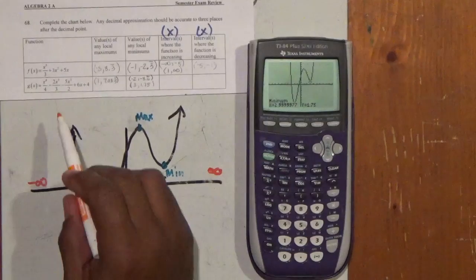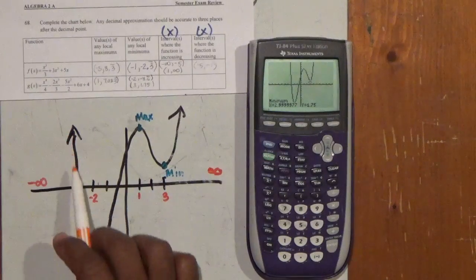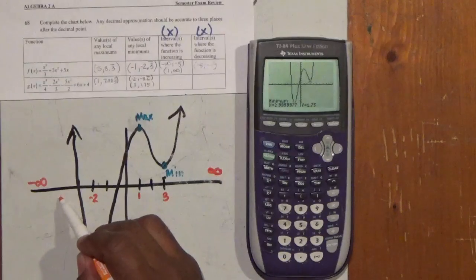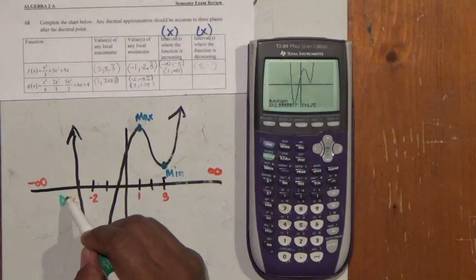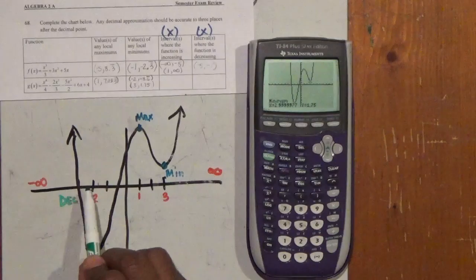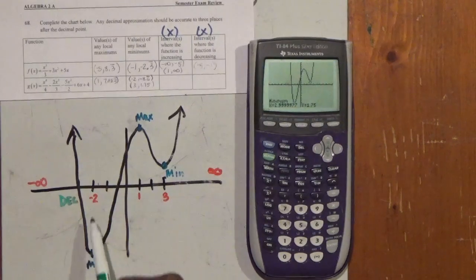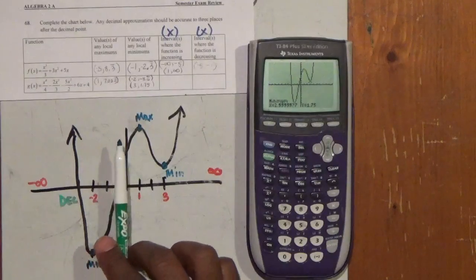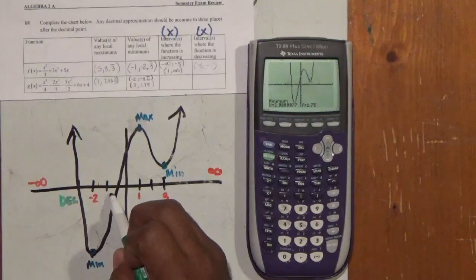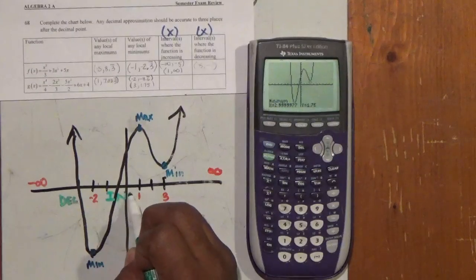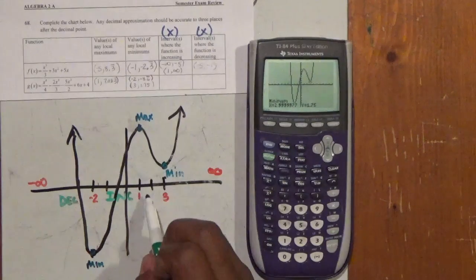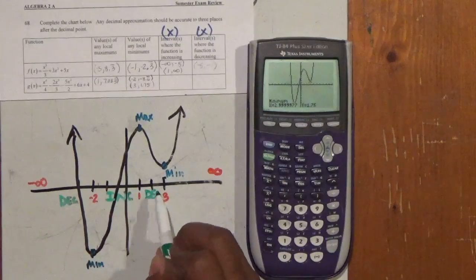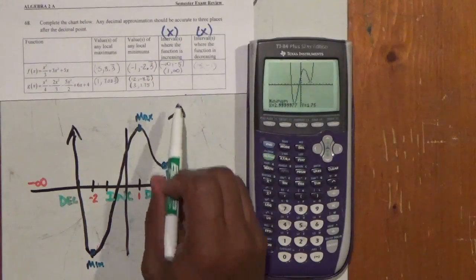This piece right here, from left to right, is going down, so it is decreasing. It decreases until it gets to -2. Once it gets to -2, what does it do? It increases, until it gets to 1. At 1, what does it do? It decreases again. And then from there, what does it do? It increases.